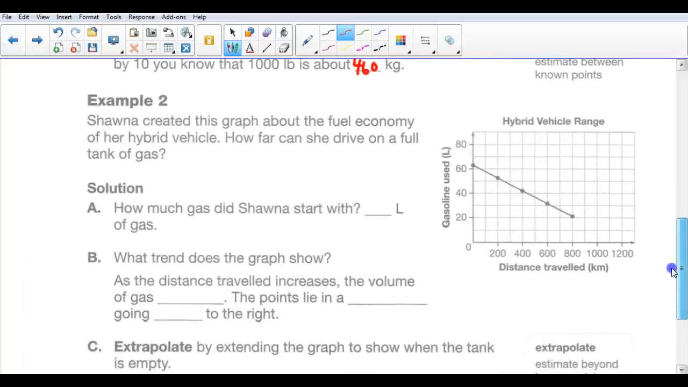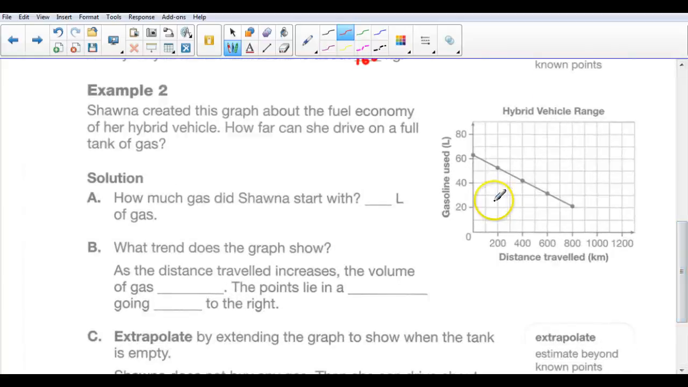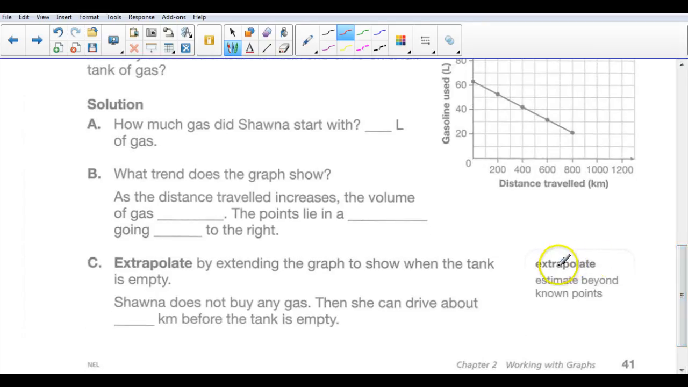Now we're going to do another graph, and we're going to learn another term. Shauna created this graph about fuel economy of her hybrid vehicle. How far can she drive on a full tank of gas? So we are going to learn a new vocabulary word. It's called to extrapolate. It's to estimate beyond known points. So past points, not between points. We want to estimate between points. That's called interpolating. We want to go past it.